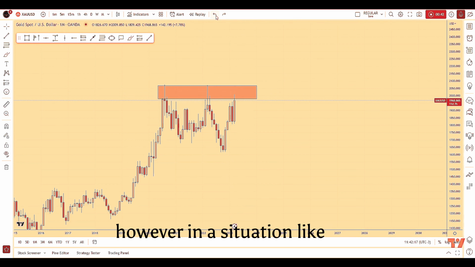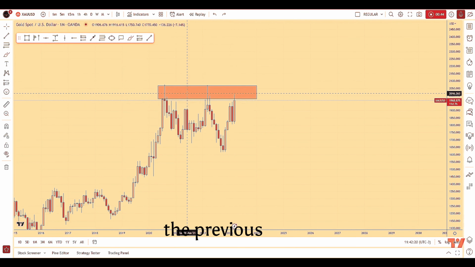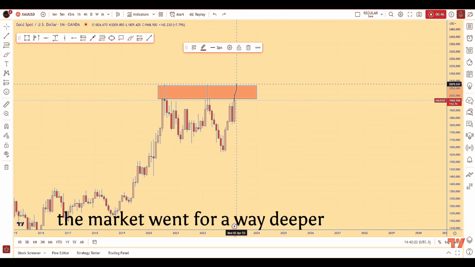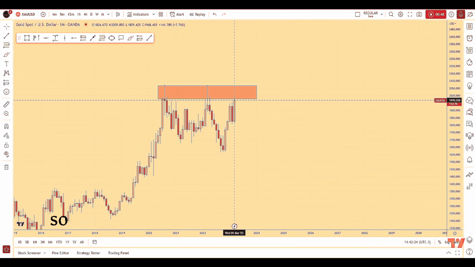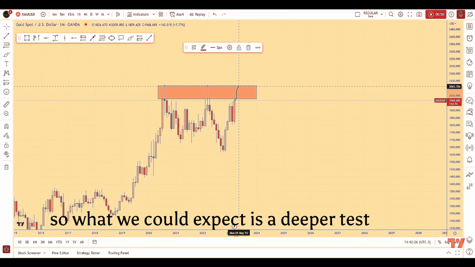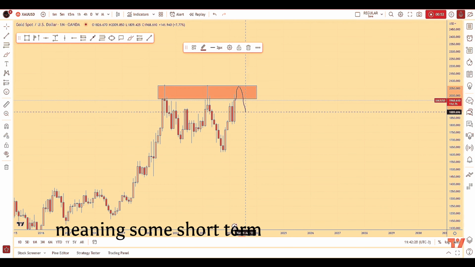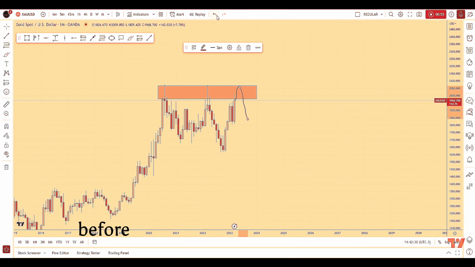However, in a situation like this, as we can see, the previous times the market went for a way deeper test of this zone. So what we could expect is a deeper test of the area, meaning some short-term bullish price action before then getting a potential rejection to the downside.